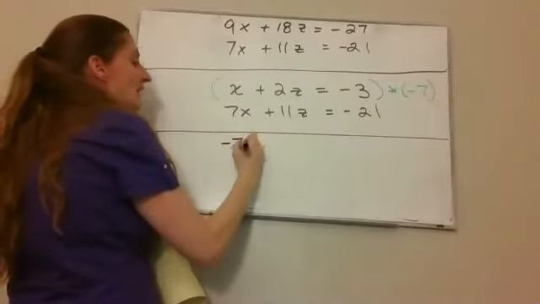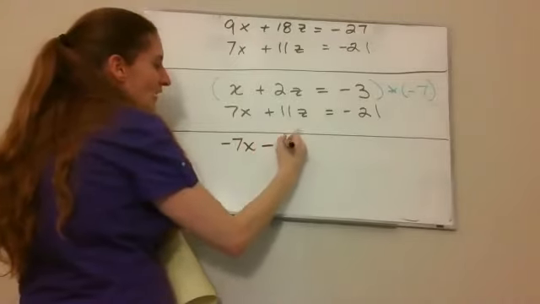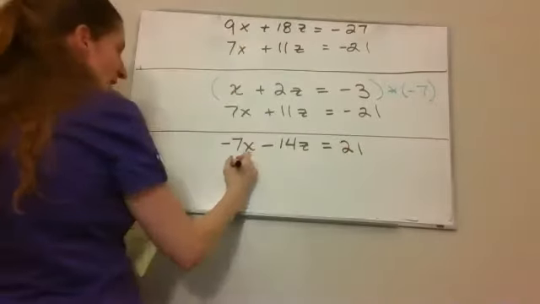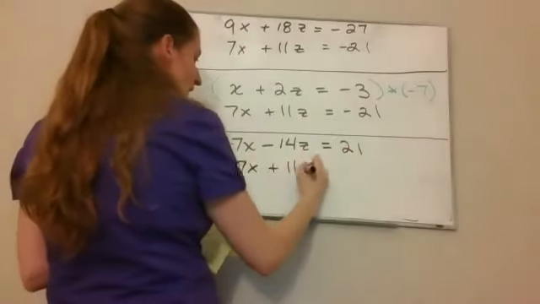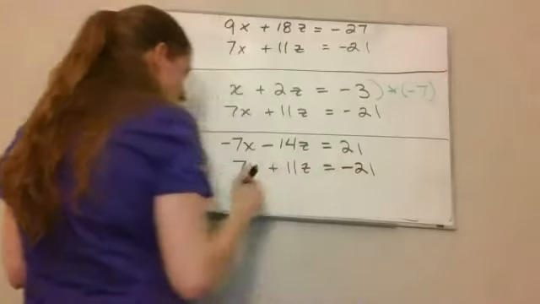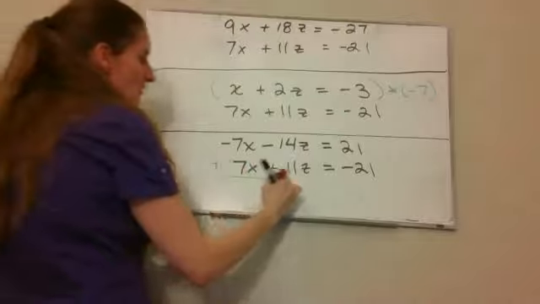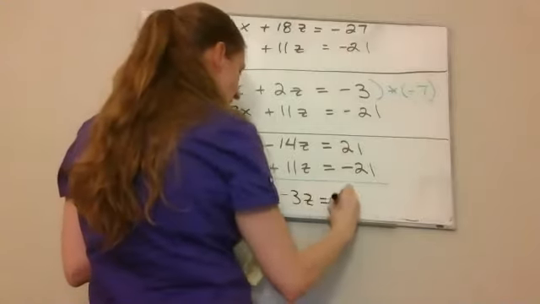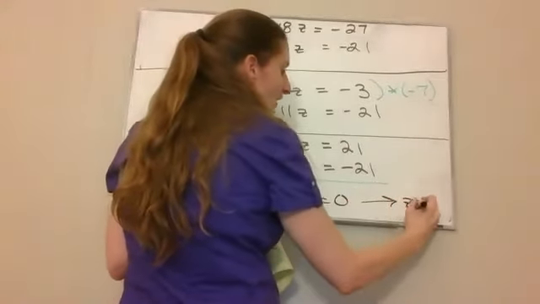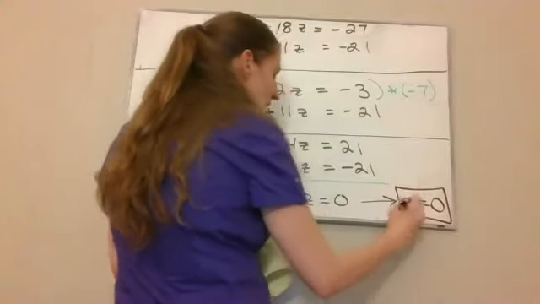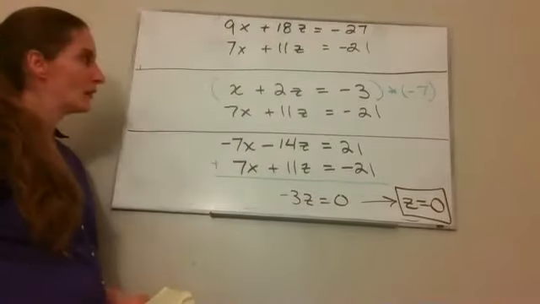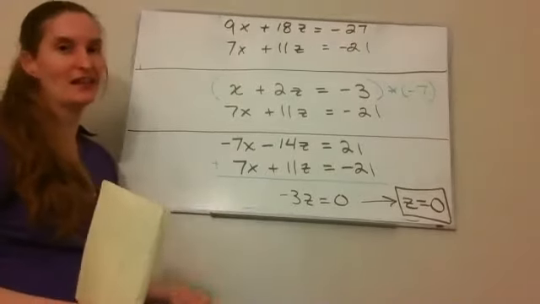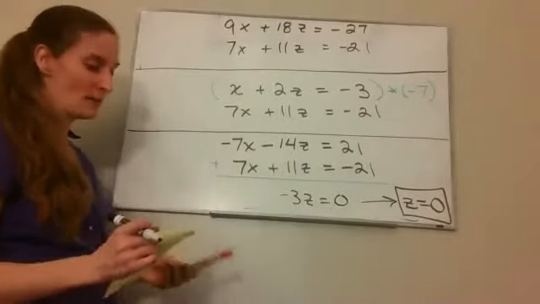When I multiply by that negative 7, I get negative 7x minus 14z equals 21. And I have 7x plus 11z equals negative 21. Add the two equations together, and the x's go away, and I get negative 3z equals 0, which means that z is 0. So now I've gotten one of my variables. I just need to find x, and then once I have x, I can plug x and z into an original equation to get y.